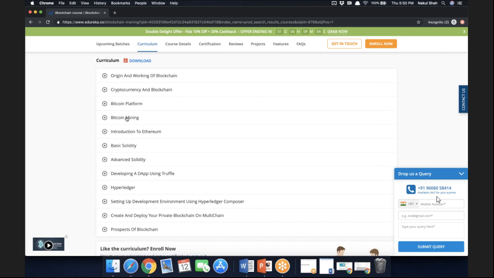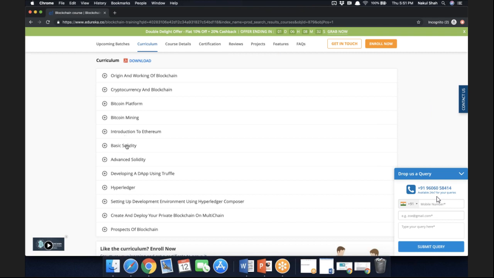The next module is on Bitcoin mining, and as the name suggests, this talks about the process of mining, which is nothing but creation of new Bitcoins and validation and confirmation of the existing transactions. Then we move on to introducing Ethereum, which is the second largest cryptocurrency by market cap. In this module, we understand how Bitcoin is different from Ethereum, and we review the building blocks of Ethereum blockchain.